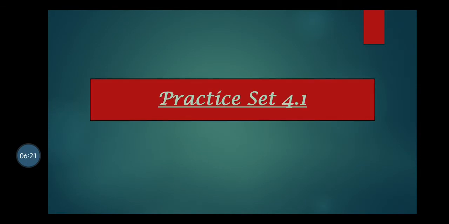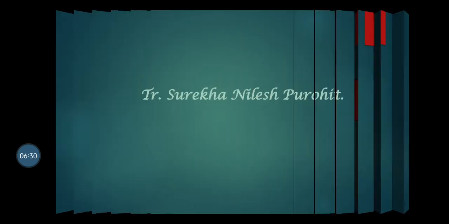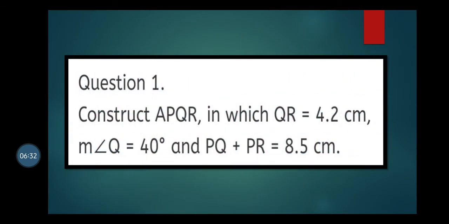Practice set 4.1. A reminder for you students, in this sum number 4 is omitted. Question number 1. Construct triangle PQR in which QR is equal to 4.2 centimeter, measure angle Q is equal to 40 degree and PQ plus PR is equal to 8.5 centimeter.